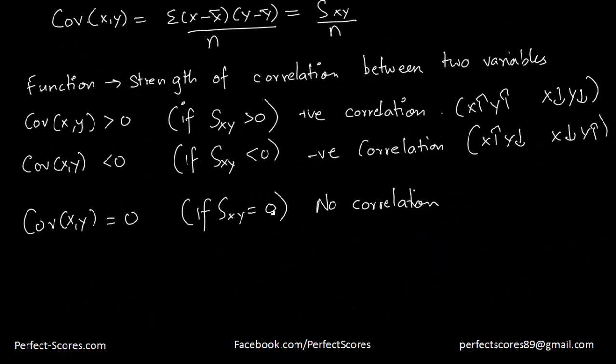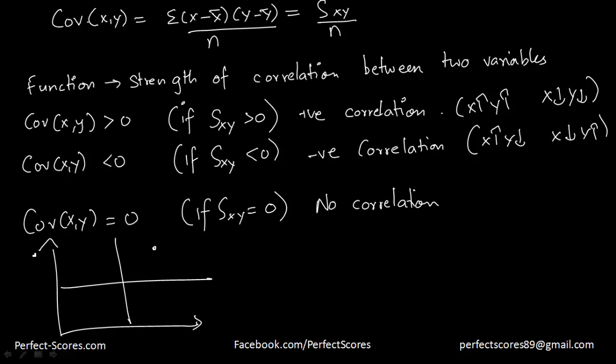So if all the points are evenly distributed in all the four quadrants, that means, let's say, this point, this point, this point, and this point. So let's suppose these points are evenly distributed in all the four quadrants, then this x difference is going to cancel out this x difference. This y difference is going to cancel out this y difference. Similarly, this y difference is going to cancel out this y difference, and this x difference is going to cancel out this x difference.